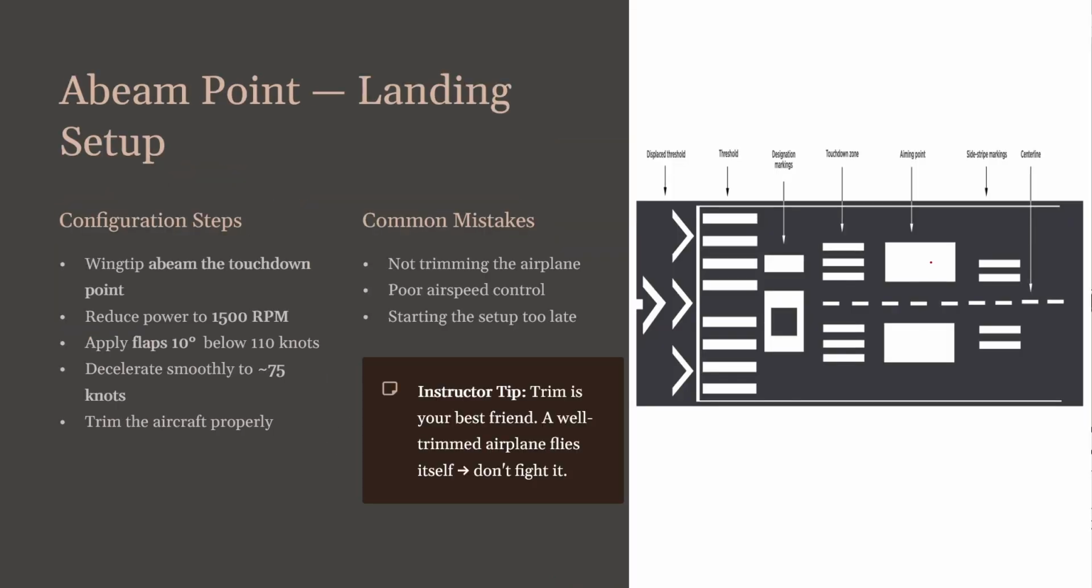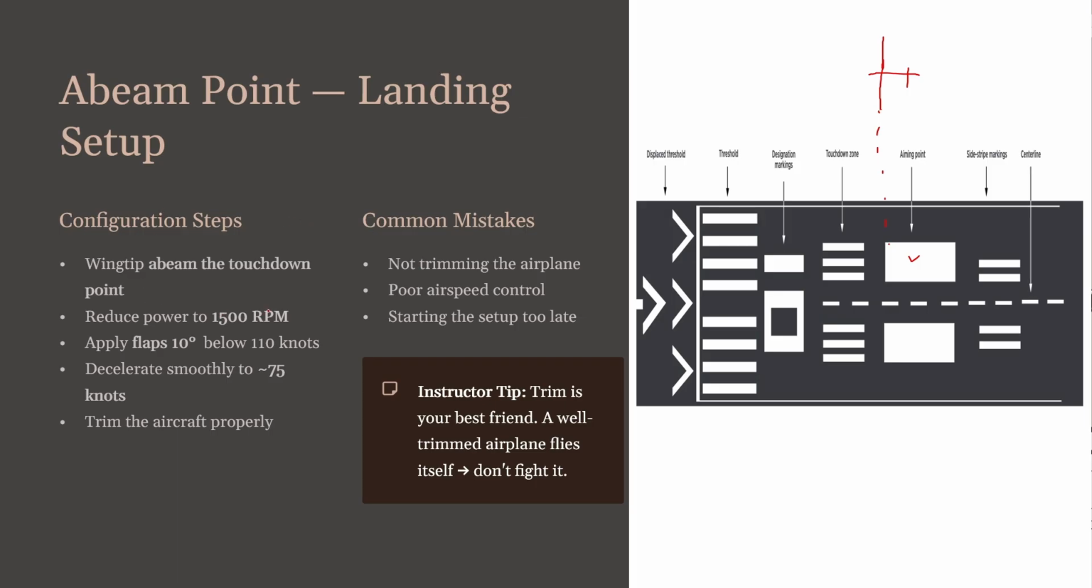As you continue downwind, look for the touchdown point, meaning where you touch down. It's usually near the 1,000-foot markers, this here, which is the runway aiming point marking on the runway, looking like a fridge, right? And when your wingtip becomes in line with the touchdown point, begin the landing setup. Reduce power to about 1500 RPM.